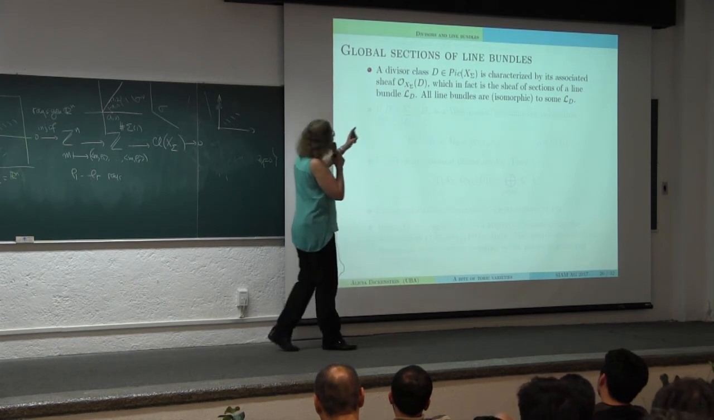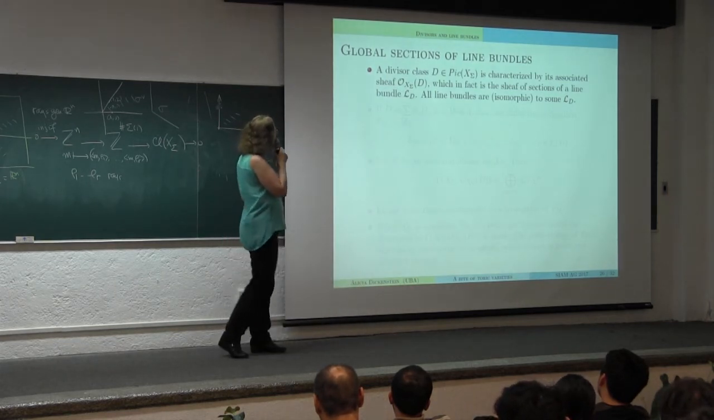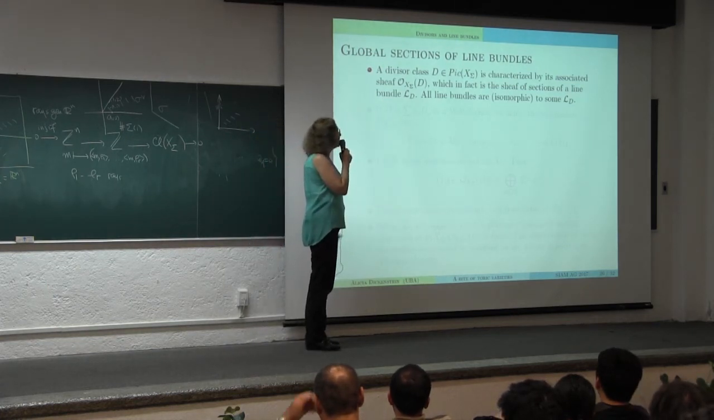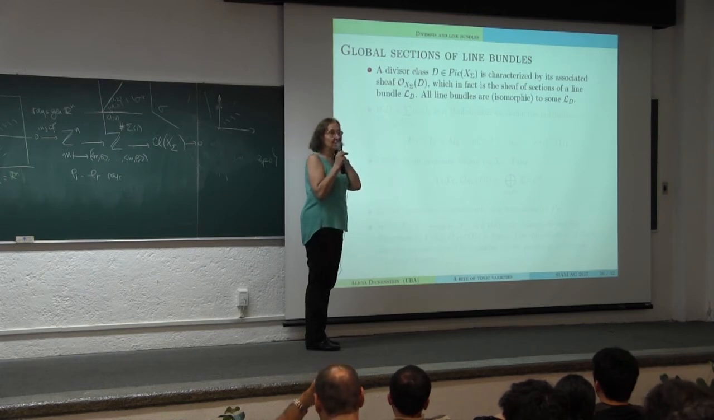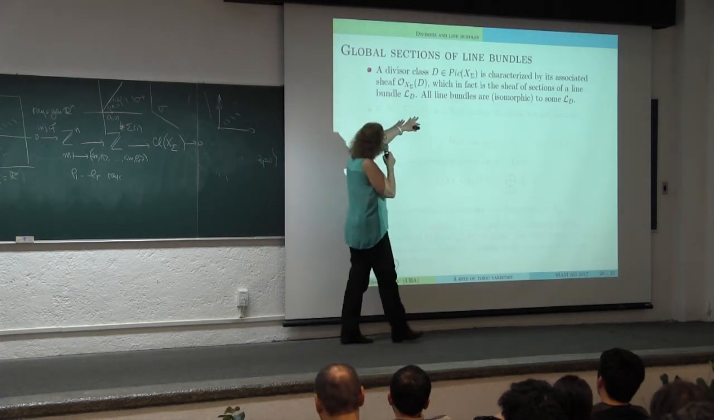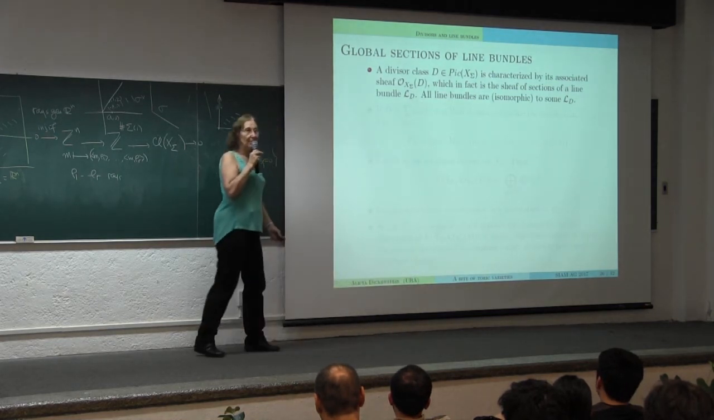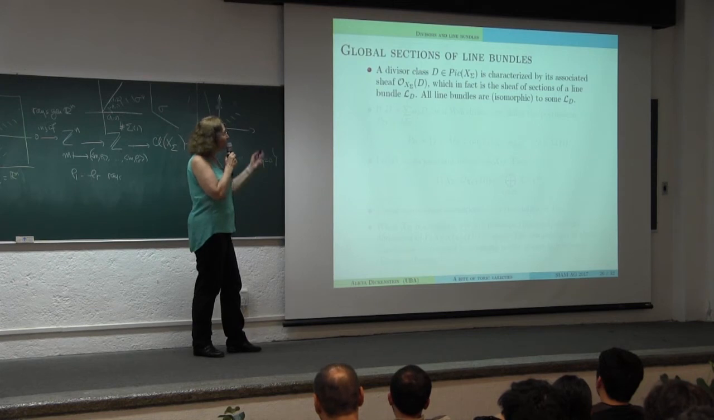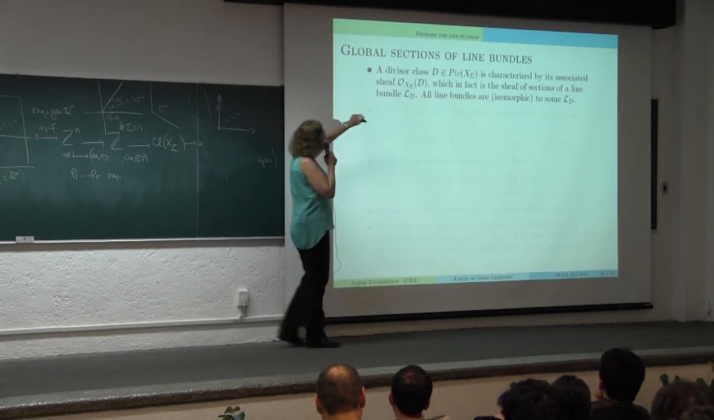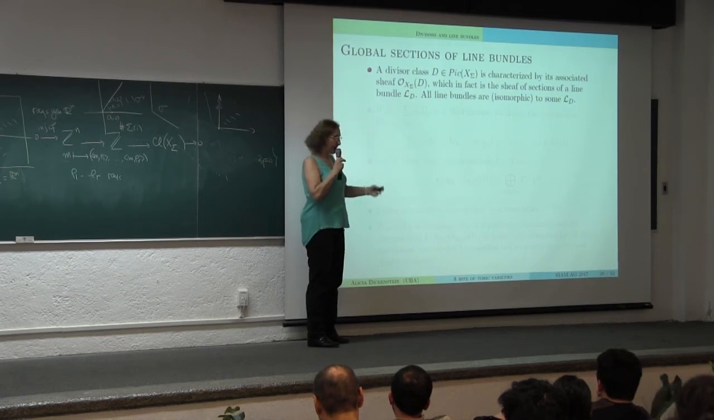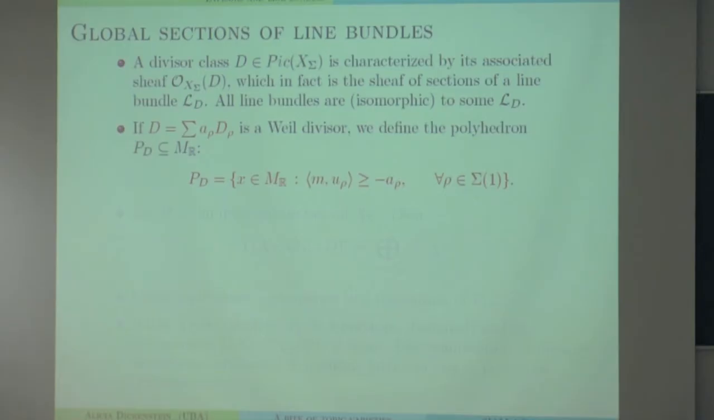You can skip this line, but this means that each of these D has an associated sheaf, which is in fact the sheaf of sections of a line bundle. So understanding this Pic allows you to understand all line bundles on the toric variety. Each line bundle is associated to one of these divisors, and the line bundles are isomorphic if and only if D and D' are the same element in Pic. So let me move on.